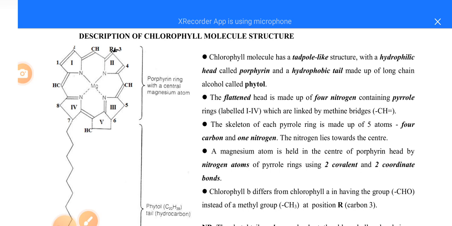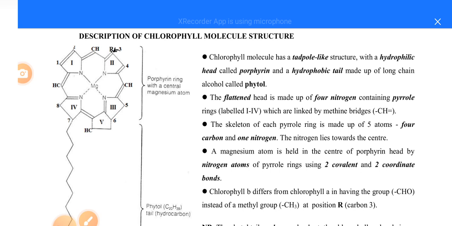So we looked at hydrophilic heads when we were looking at the chemicals of life. We are saying that the chlorophyll molecule has a tadpole-like structure with a hydrophilic head called the porphyrin. I looked at this in those videos of ours. We looked at the porphyrin and those rings, and a hydrophobic tail made up of long chain alcohols called the phytol, as I told you. The word hydrophobic tail means water hating.